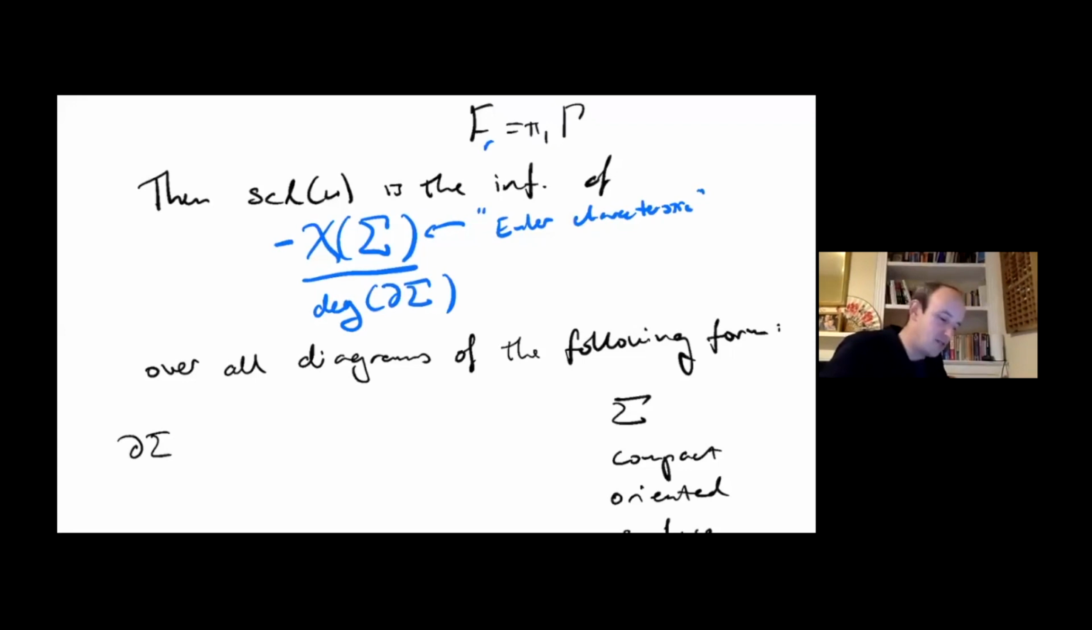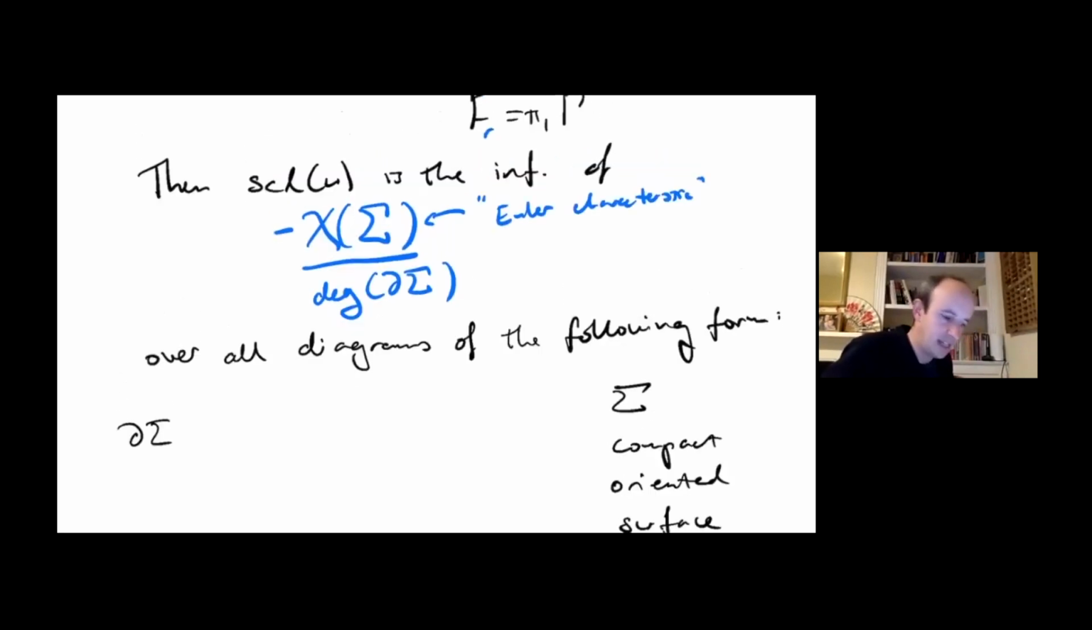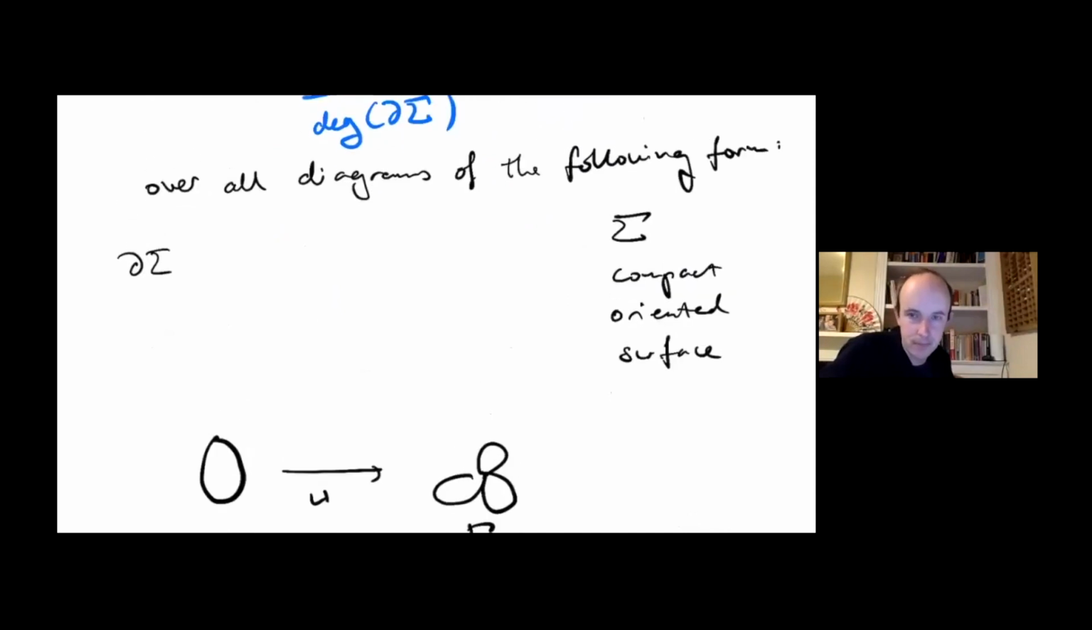And now I'm going to tell you what all of these numbers are. I'm going to tell you which surfaces I'm going to allow, and what all these numbers are. But this is the number that I want to consider. So it's the infimum over all diagrams, and the diagrams are going to be of the following form.